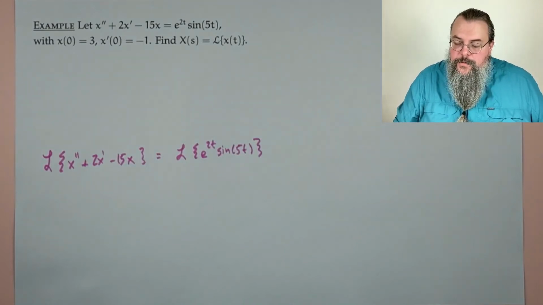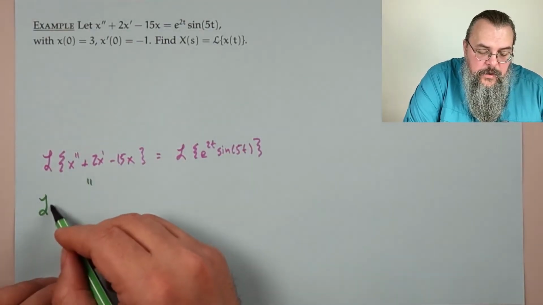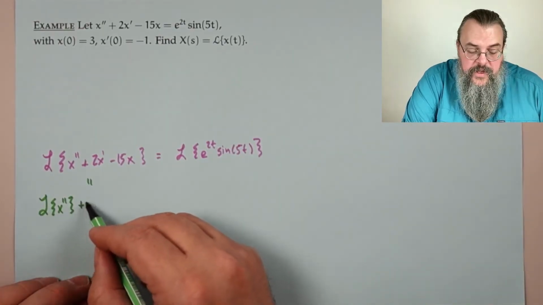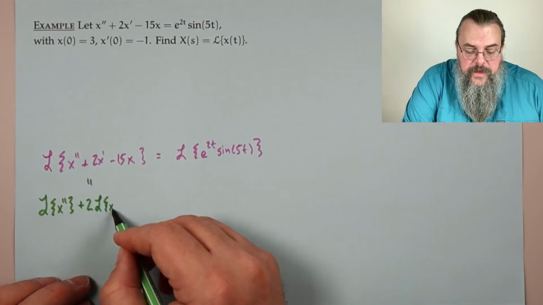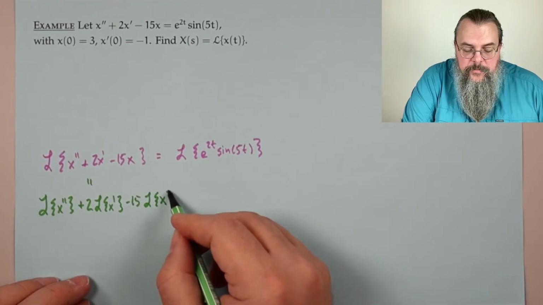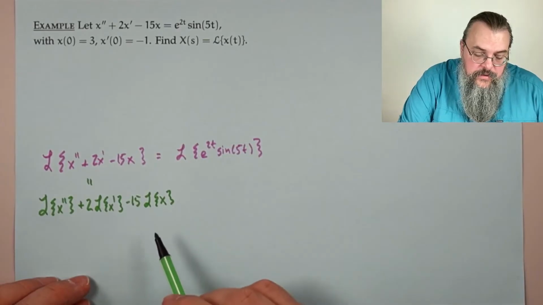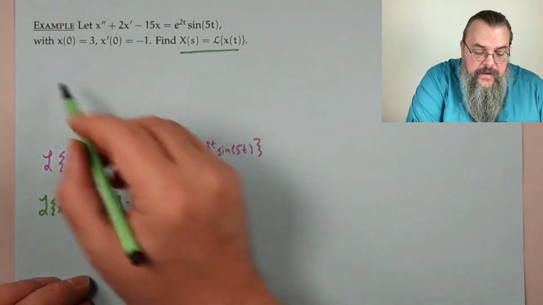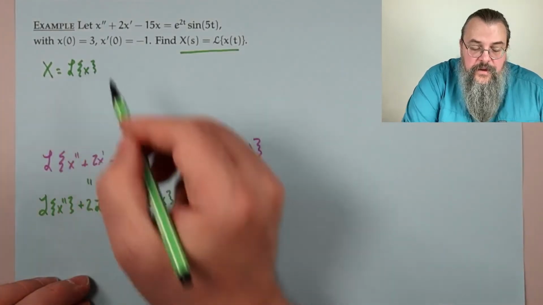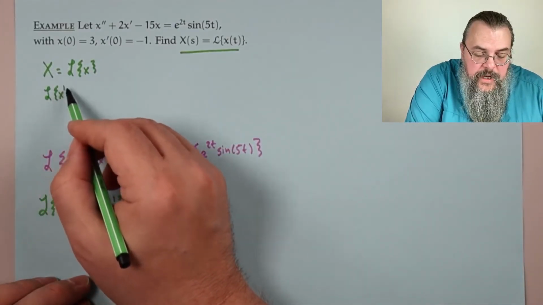Now, we have to work with these two sides. And on the left-hand side, we can, of course, use linearity. Laplace transform of x double prime plus 2 Laplace transform of x prime minus 15 Laplace transform of x. All right, well, we'll work on that. We know a few things. We know this capital X, that's the Laplace transform of little x. Okay, well that's fine. What's the Laplace transform of x prime?